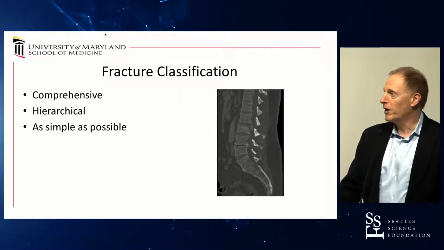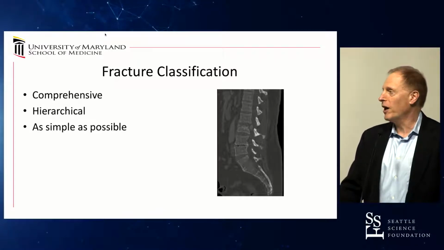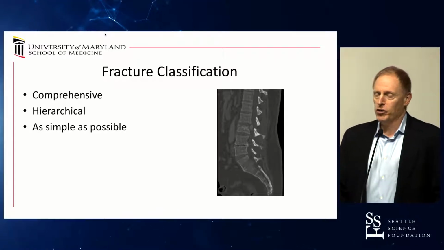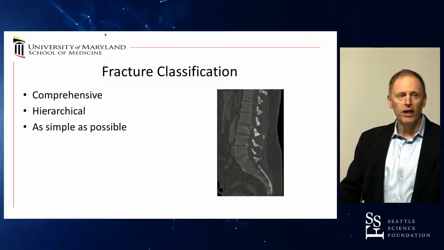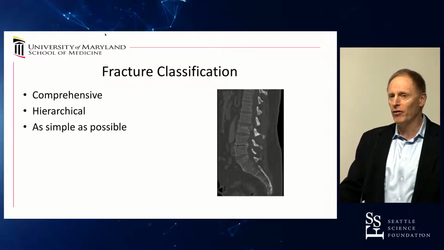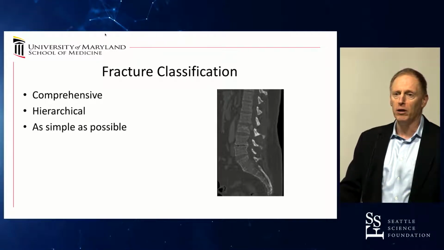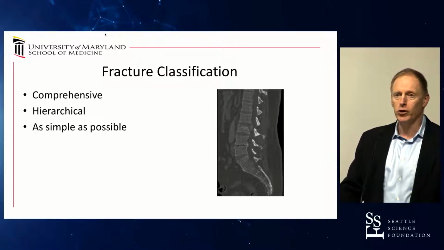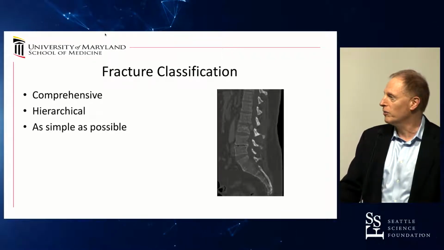It should be comprehensive, hierarchical, and as simple as possible, because in the past, when we've had classification systems that were overly complex, people weren't able to utilize them effectively because they became confused or they became unreliable, in the sense that we got different answers as people tried to get down into the weeds of the classification system.